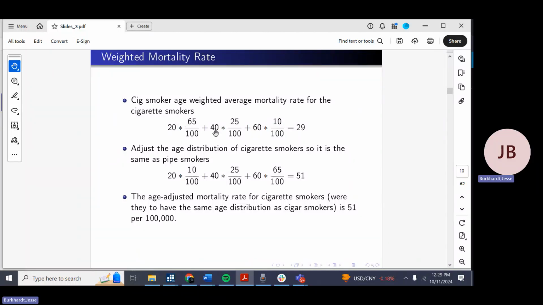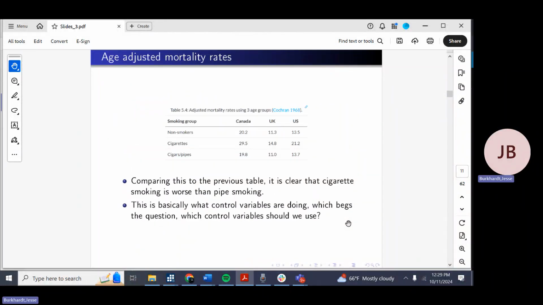If we multiply the same death rates, 20, 40, 60, by the distribution of cigar and pipe smokers, we get a much higher death rate, 51. So we would call this the age-adjusted mortality rate for cigarette smokers, were they to have the same age distribution as cigar and pipe smokers. So here, this table is showing us the age-adjusted mortality rates for each category in each region. And this looks a lot better.